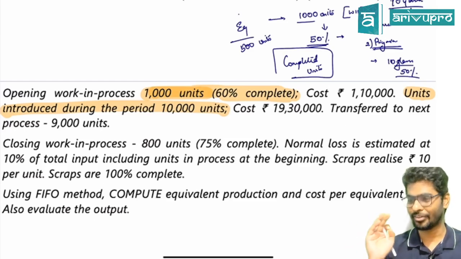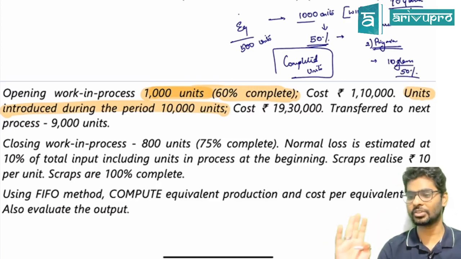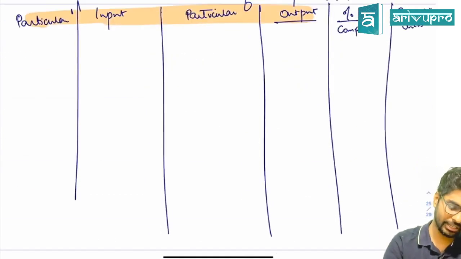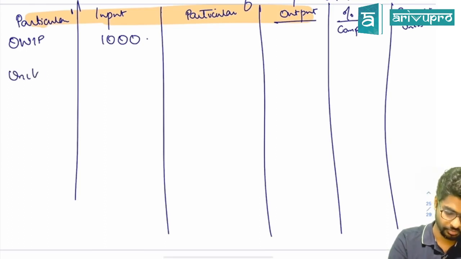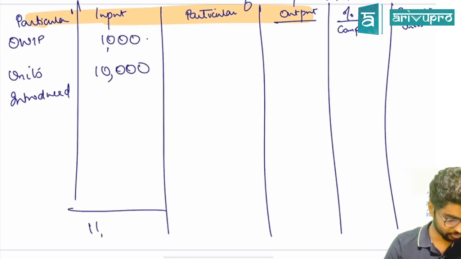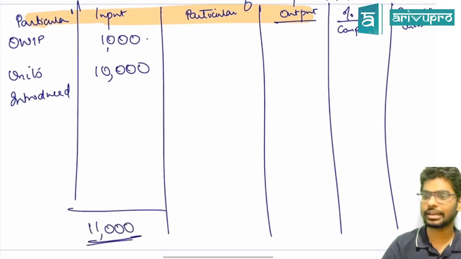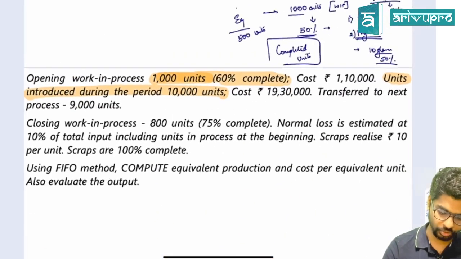I'm only asking for the number of units which I have in total. Last year 1000 units what I have, plus this year I introduced 10,000 units. So in the input I will write opening WIP 1000, units introduced 10,000. So totally I have 11,000. Done. Now let me try looking into it.